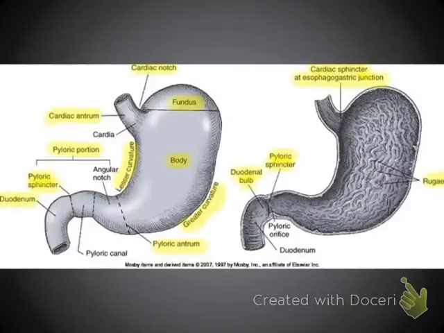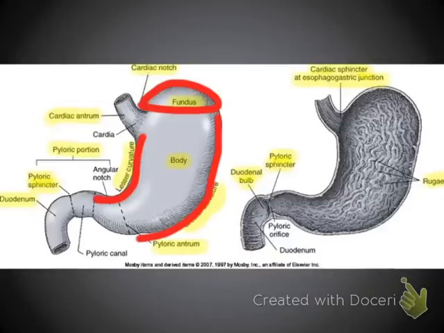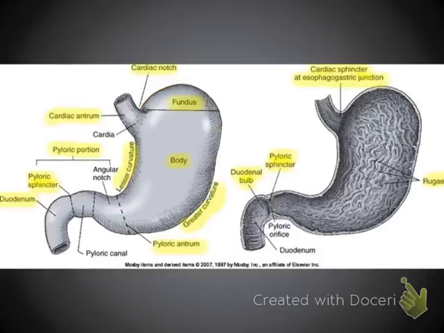So here we see just a complete stomach, and then a dissection on your immediate right. And so we have the fundus being in this area, the body, and then the pyloric antrum here. Also, take notice that food actually empties not into the fundus, but into the body.